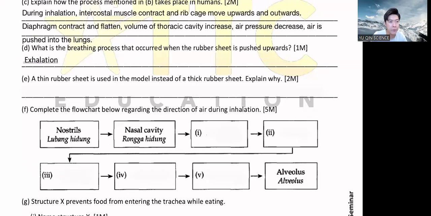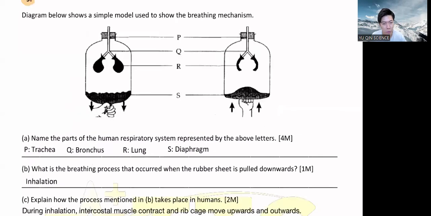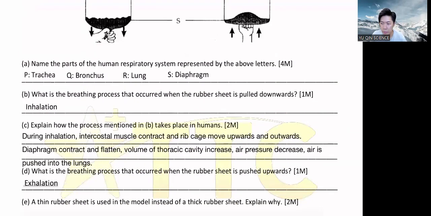Okay, next one. A thin rubber sheet is used in the model instead of a thick rubber sheet. Explain why. Do you remember this question? The rubber sheet is for you to pull and push. If the rubber is too thick, it's not elastic, not easy to be stretched. There are so many ways of saying this. That's why we don't use thick rubber, we use thin rubber because it's easier to be pulled or stretched out.